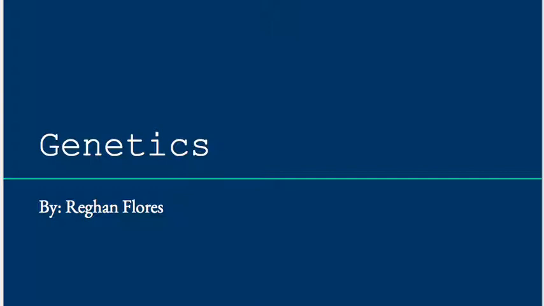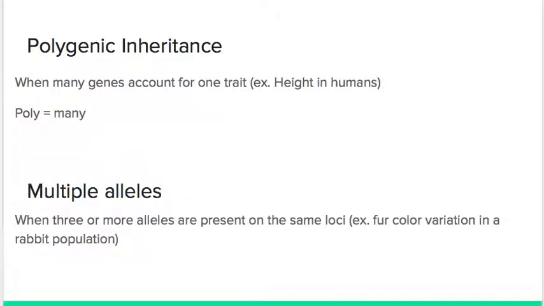However, as we continue to grow and advance scientifically and learn more about biology, we learn that genetics isn't quite that simple, and scientists began to extend on Gregor Mendel's work. So polygenic inheritance is when many genes account for one trait, poly meaning many. An example being height in humans. A recent study has found at least 400 genes that contribute to human height.